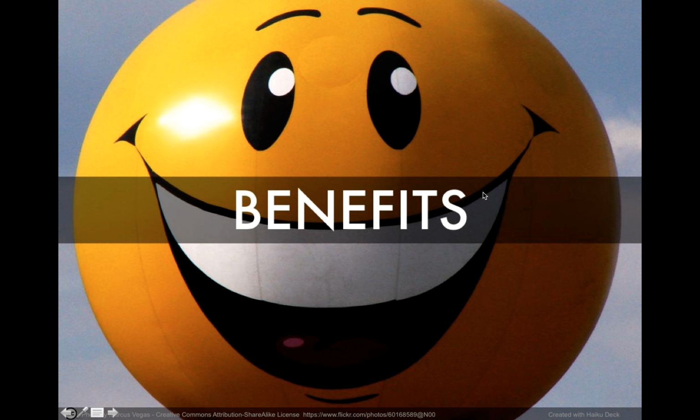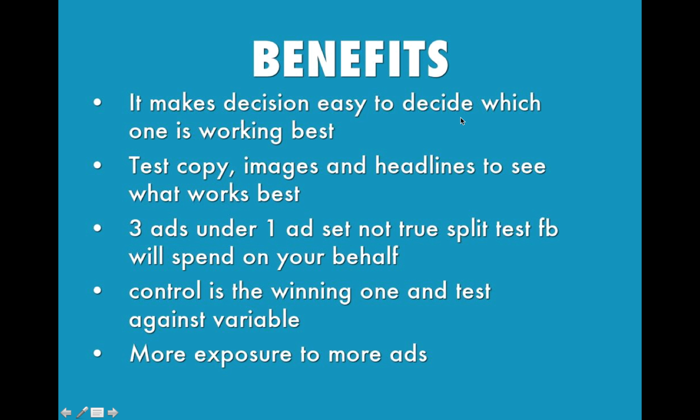Okay, so I'm going to talk about some of the benefits just like I did then. So like I said, doing it this way, it's very easy to decide which one's working the best. You can test copy and images and headlines, see which one works best. To be honest, the image probably holds the biggest leverage, so start with that. And look, if you're not having much luck with that, then maybe go on to a better copy. If you've got price in the copy, then take the price out, you get more people in, but then the qualification of those people isn't going to be as good.